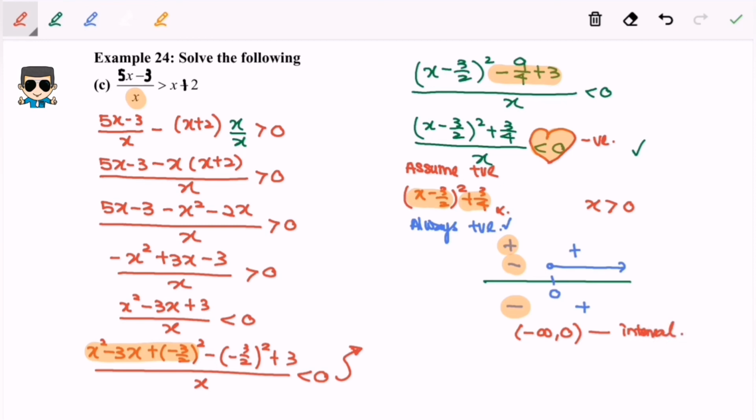If it's in set notation, for all values of x such that x must be less than 0. So this will be the set notation.